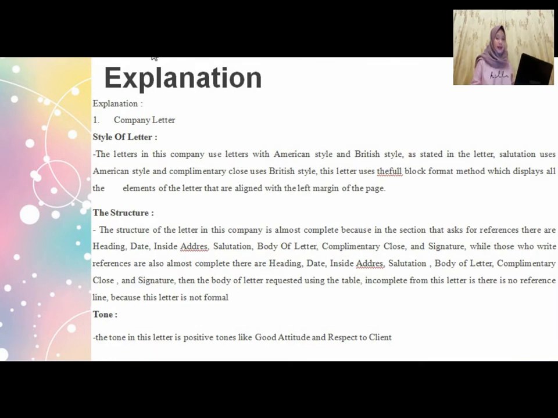Next, I will explain letter from company. First, style of letter. The letters in this company use letter with American style and British style. As stated in the letter, salutation use American style and complimentary clause use British style. This letter use the full block format method, which display all the elements of the letter that are aligned with the left margin of the page.